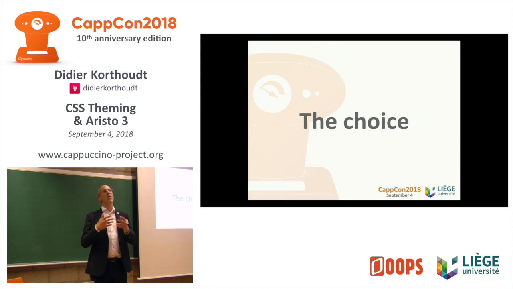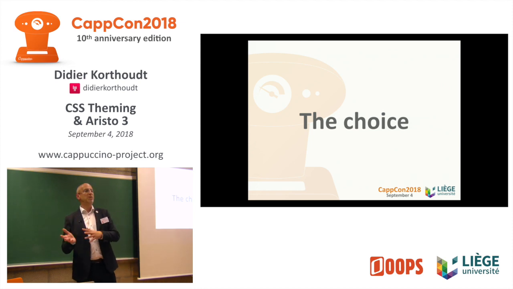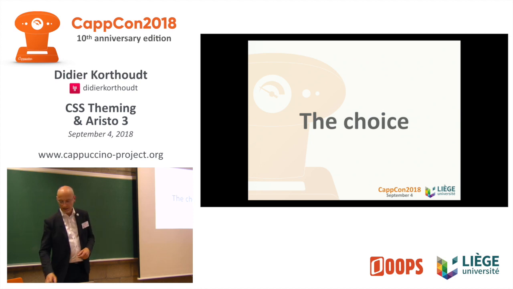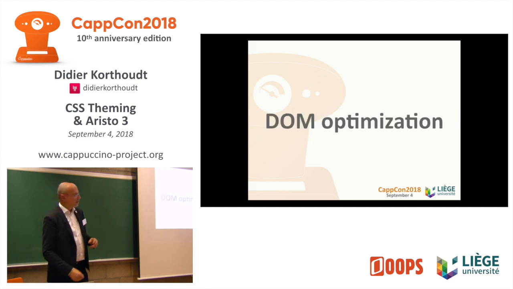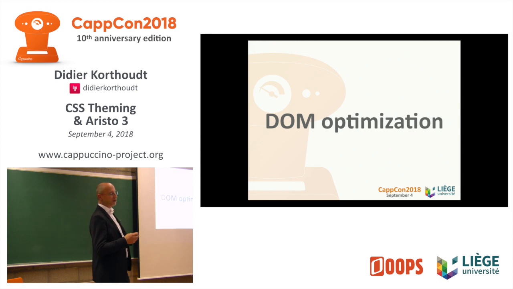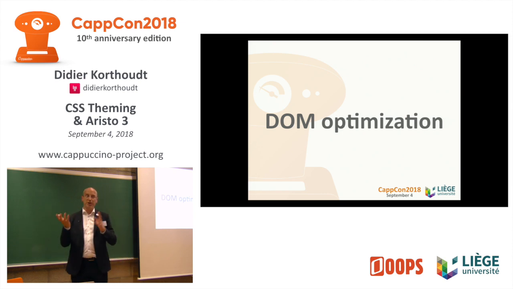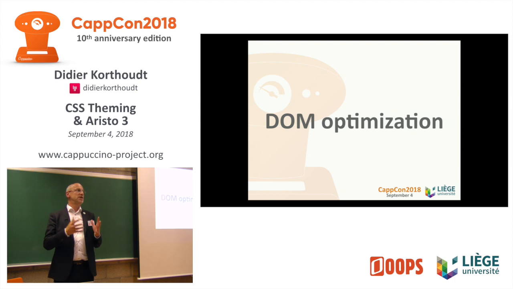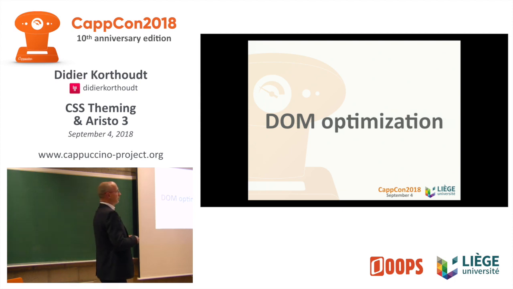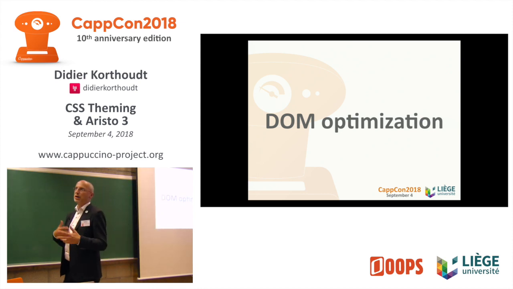Or to be 100% compliant with the current theming system. Because one of the problems of the Cappuccino theming system, or rendering system, is that the DOM is very complicated, very deep, and under certain circumstances it puts heavy load on the browser, mainly when you move something on the screen.